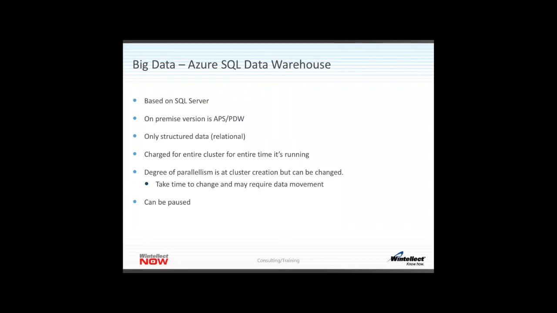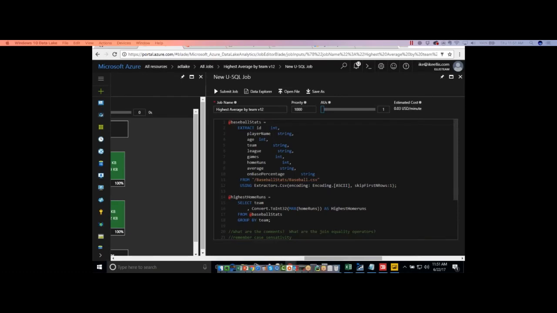You are charged for the entire cluster for the entire time that it's running. And the degree of parallelism is similar to HDInsight in that you choose it when you create the cluster, not just for when the job is running. So you need to pay attention and carefully select your degree of parallelism when you create the cluster. Unlike HDInsight, though, Azure SQL Data Warehouse has a pause button, and let me show you that.